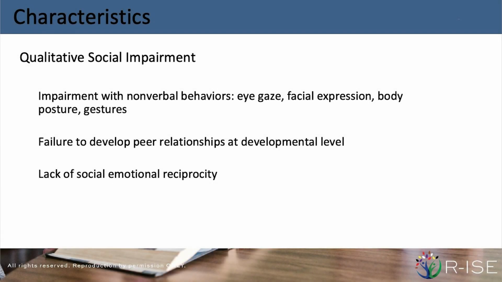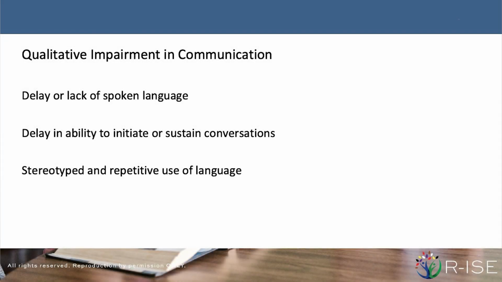Characteristics for children with autism in a qualitative social impairment area include nonverbal behaviors such as eye gaze, facial expression, body posture, and gestures; failure to develop peer relationships at a developmental level; and lack of social, emotional reciprocity. In a qualitative impairment in communication, children with autism have a delay or lack of spoken language, delay in ability to initiate or sustain conversations, and have stereotyped or repetitive use of language.